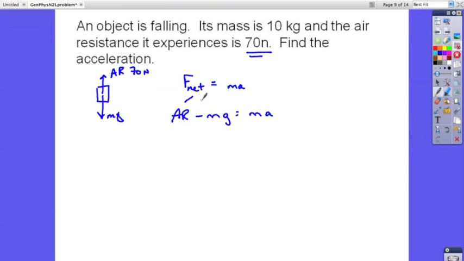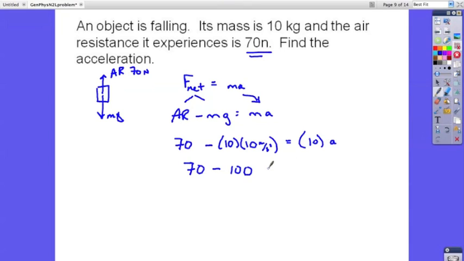Okay, so this is F net, and there's ma. I've just rewritten the equation. Now we have an equation we can solve. Air resistance is 70. mg, well, the mass is 10 kilograms. And I'm going to take the easy route, and I'm going to make g be 10 meters per second squared, again, because I can do it in my head. And the mass is 10 kilograms, and I'm looking for acceleration. So that's going to be 70 minus 100 equals 10a. And 70 minus 100 is negative 30. Divided by 10 equals a. a is negative 3 meters per second squared.